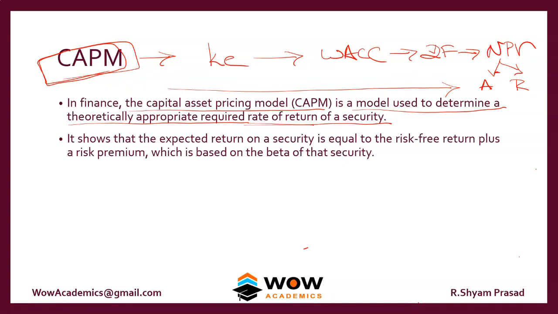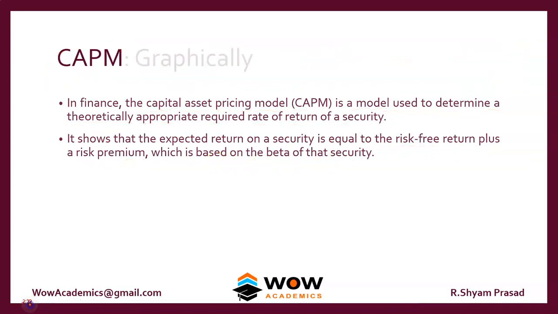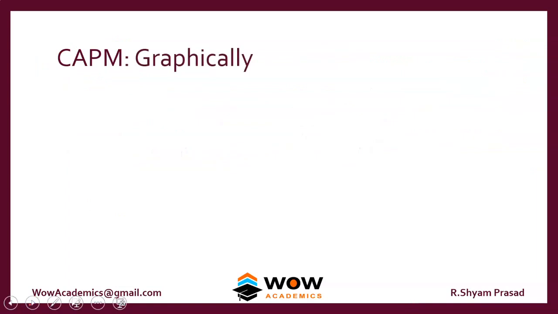Okay. So CAPM shows that the expected return on a security is equal to the risk-free rate plus a risk premium, which is based on that security. So we'll look at this point in detail. First we look at CAPM graphically.